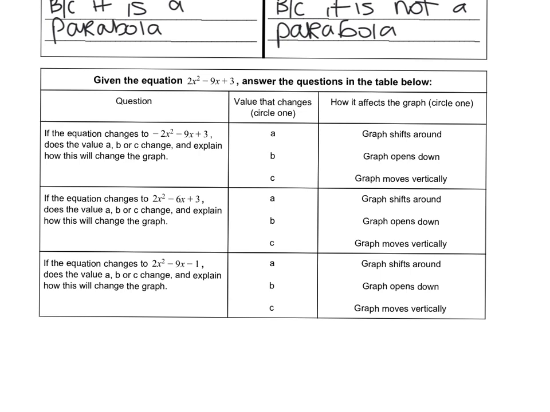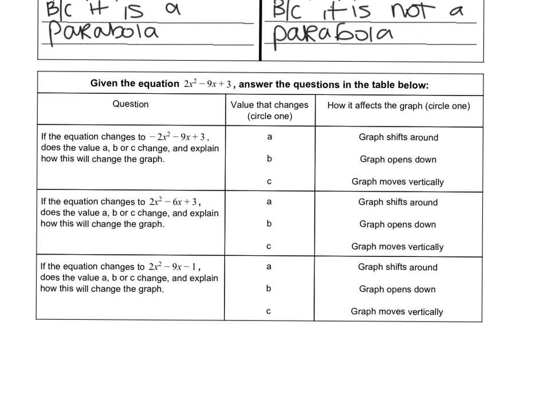And then for our first equation, we want to know if we change it to negative 2x squared minus 9x plus 3, which value changed, and explain how this will change the graph. So the A value is the one that's changed. And when A is negative, the graph opens down. And if you want to graph it in Desmos to see that, you're more than welcome to.